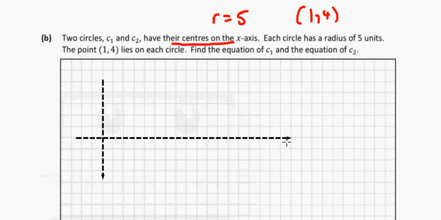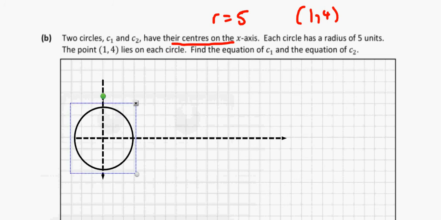Right, now it might not look like this, but this is the picture I'm getting in my head. They have centers on the x-axis, so the center of the circle has to be on the x-axis. They both have (1,4), 1 across, 4 up. Oh, they're allowed to overlap, sure. They don't have to. That makes sense.